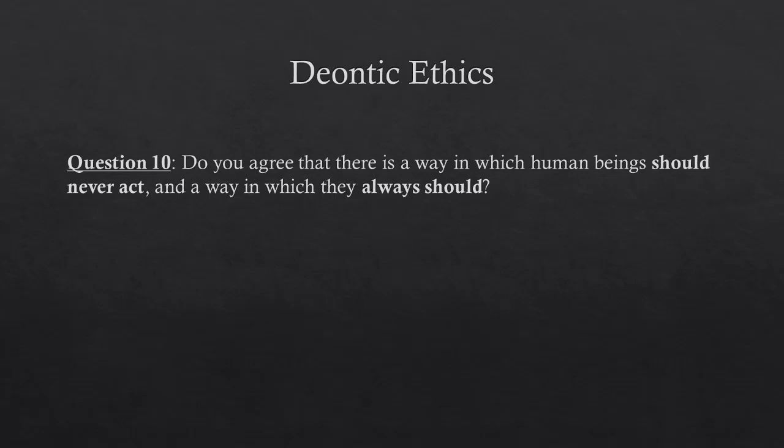This question is related. A way you can never act means that you never have the moral right to do some act X, and neither does anyone else. This is a universal, objective moral obligation. If there is a way that you should always act, then you have a moral responsibility to do some act X, and so does everyone else.